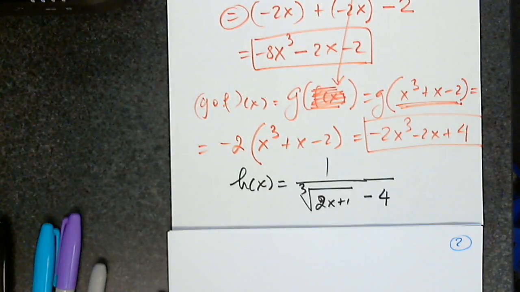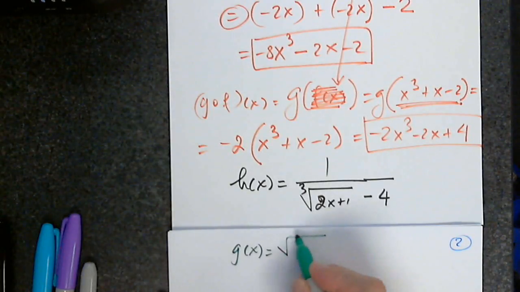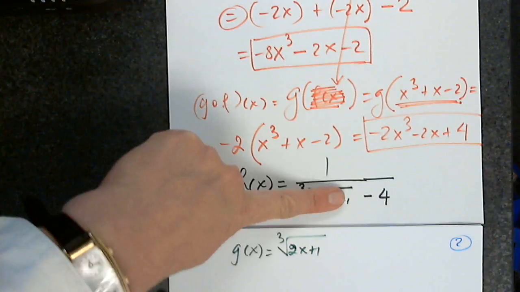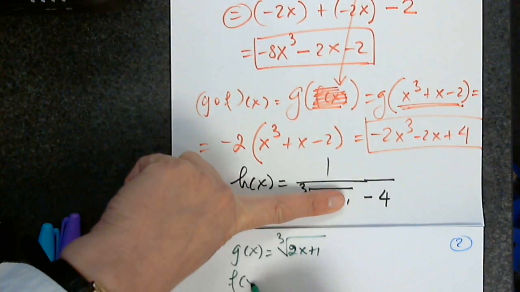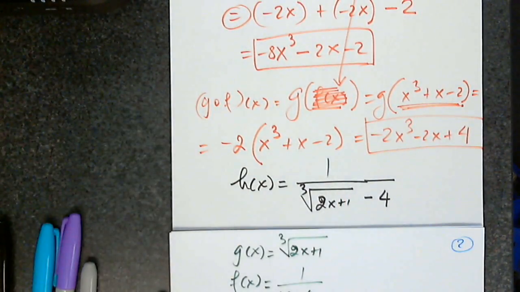So one option would be the inner function g of x is, let's say, the cube root of 2x plus 1. This becomes one number now. So then f of x will be 1 divided by x minus 4.